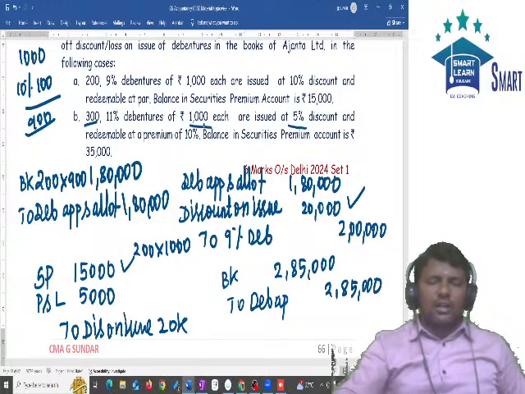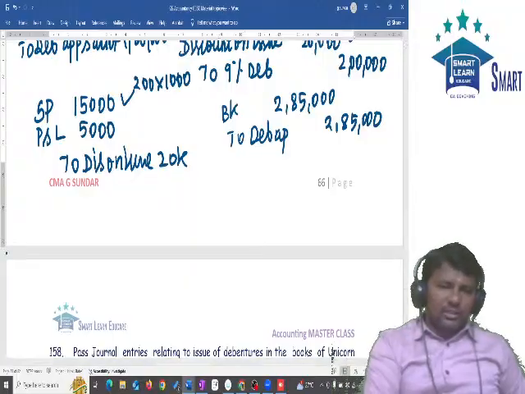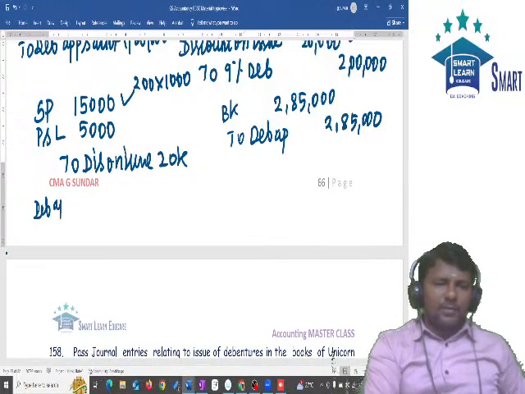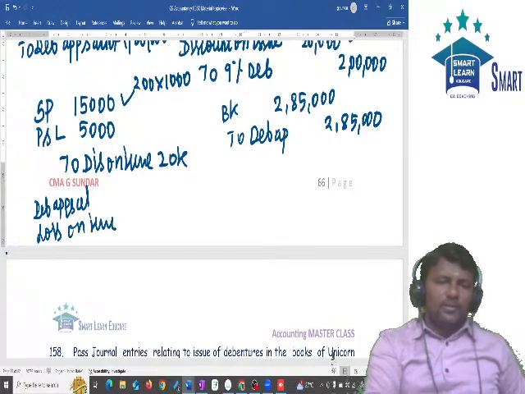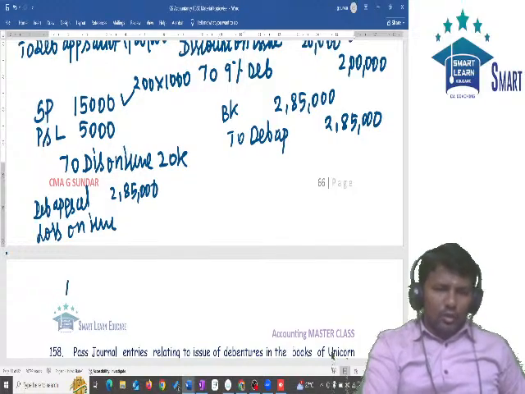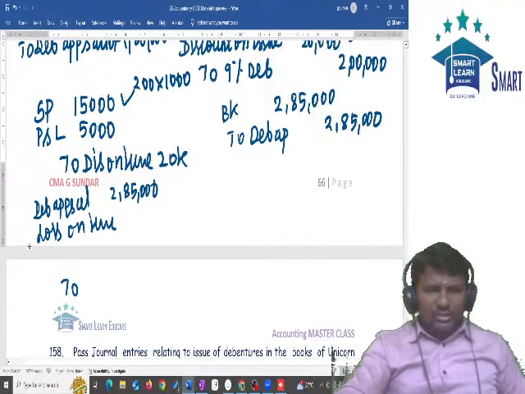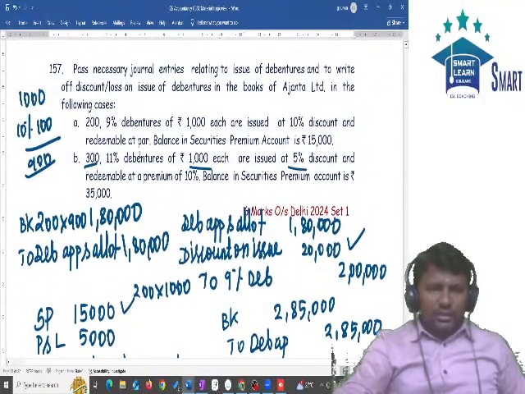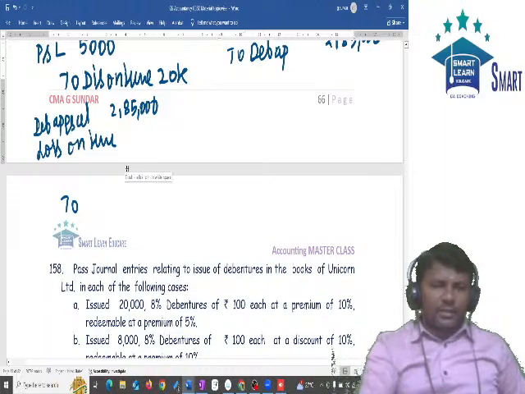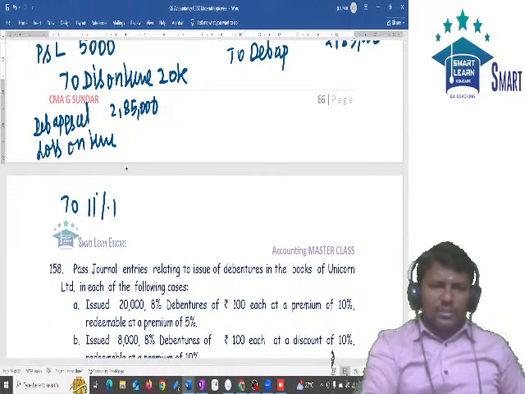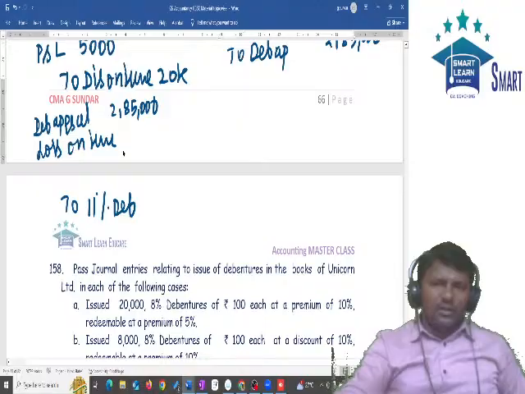Debenture application and allotment account debit. Also one more debit we have: loss on issue of debentures account should be debited. Debenture application and allotment account should be debited with 2,85,000. How much percentage debenture? What is the rate of interest of the debenture? The debenture rate of interest is 11%. So 11% debenture. Debenture should be credited with face value.